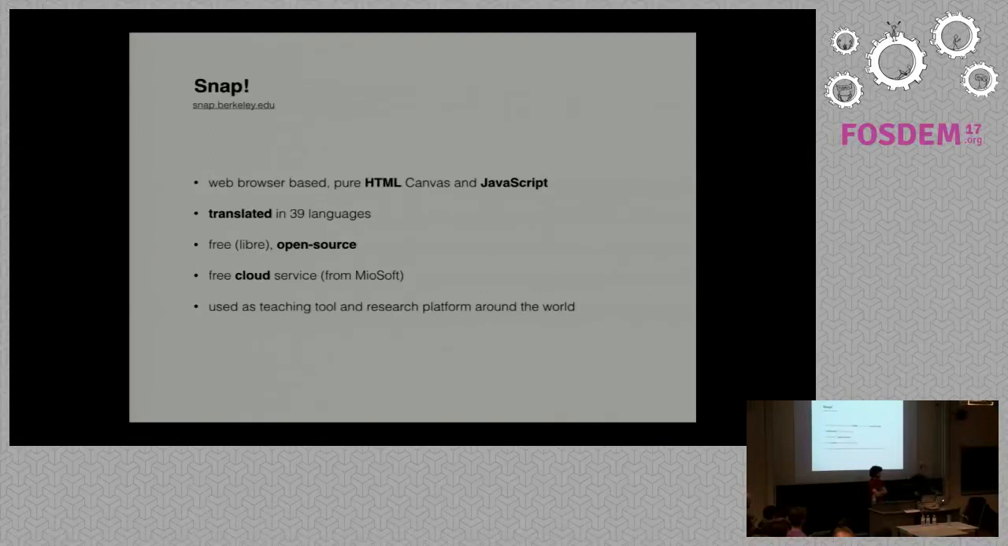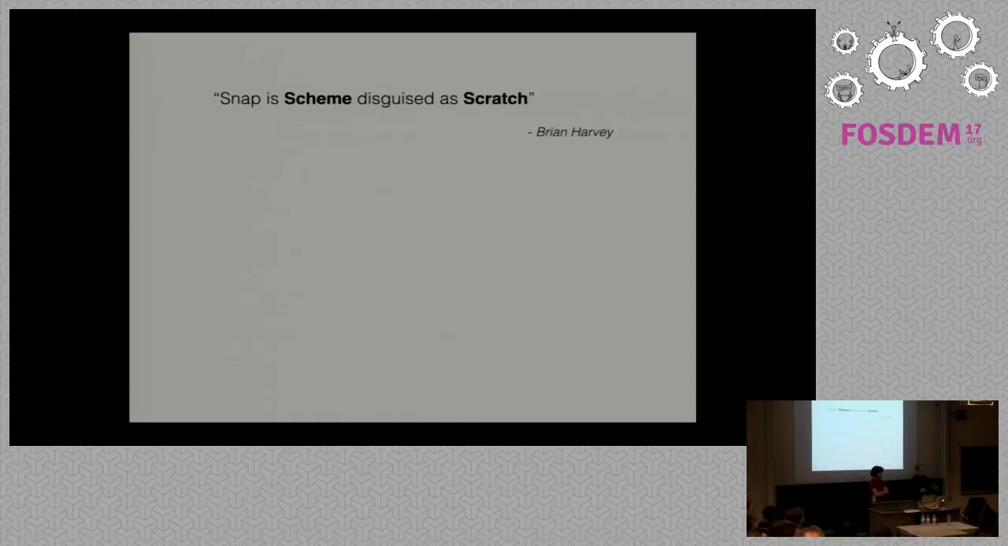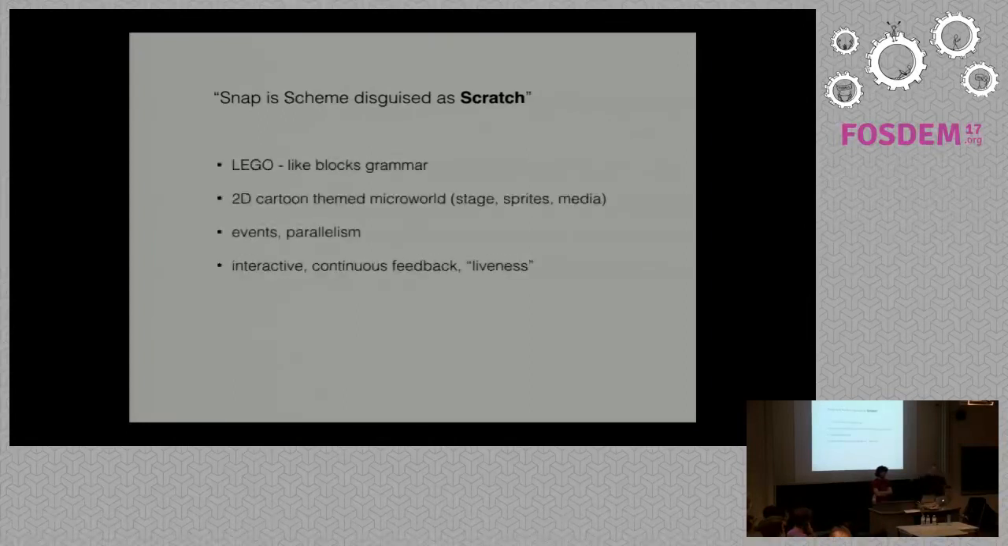You can fork it, and people have forked it a lot. There's also a free cloud service, so kids can, in school, start a project and then continue working at home by just logging into the cloud or keep working on it on their iPads. And it's used as a teaching and research platform in many institutions. So, our colleague Brian Harvey coined this term that Snap, which is our language, is basically Scheme, but it looks like Scratch. So what does that mean?